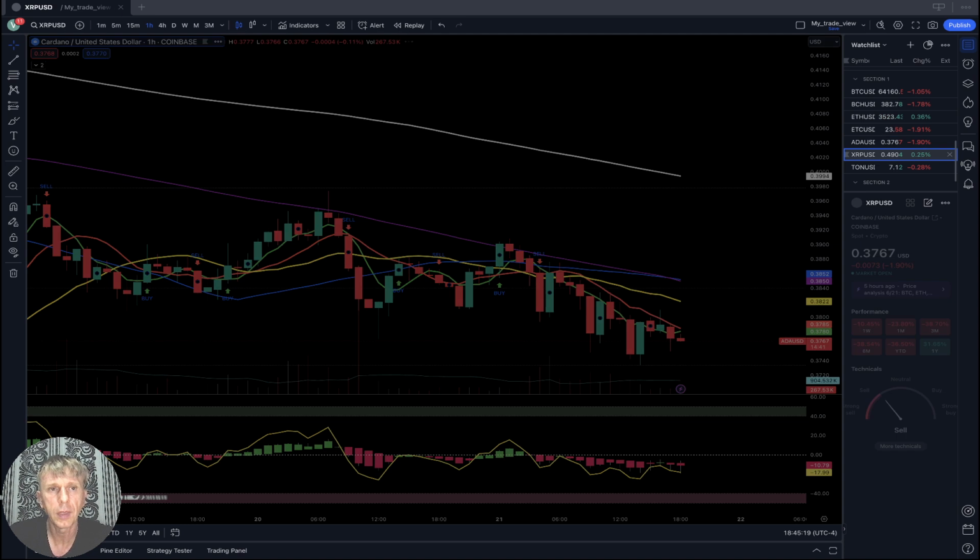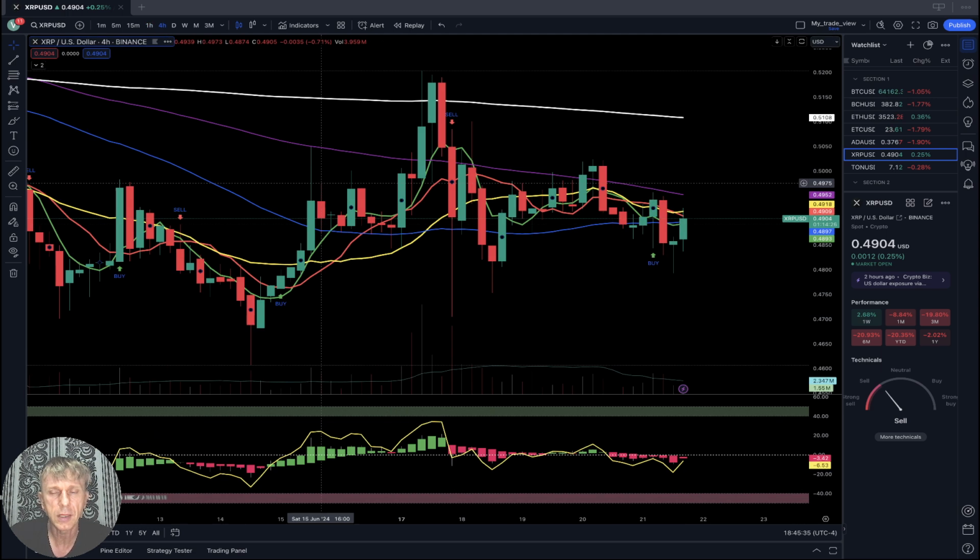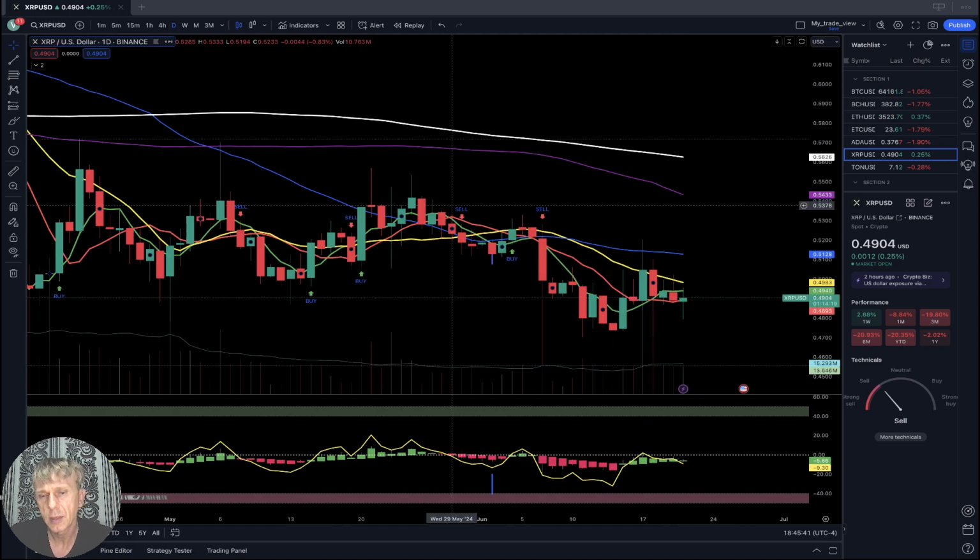XRP, minus a quarter percent. 1 hour time frame, it was bearish and it did bounce, and it even moved above SMA 200. Positive bullish crossover. 4 hours time frame, last bar still below all moving averages, still bearish. And daily, SMA 5 did a bullish crossover, but it couldn't make a bullish crossover over 20. It is still in bearish territory, below 20.